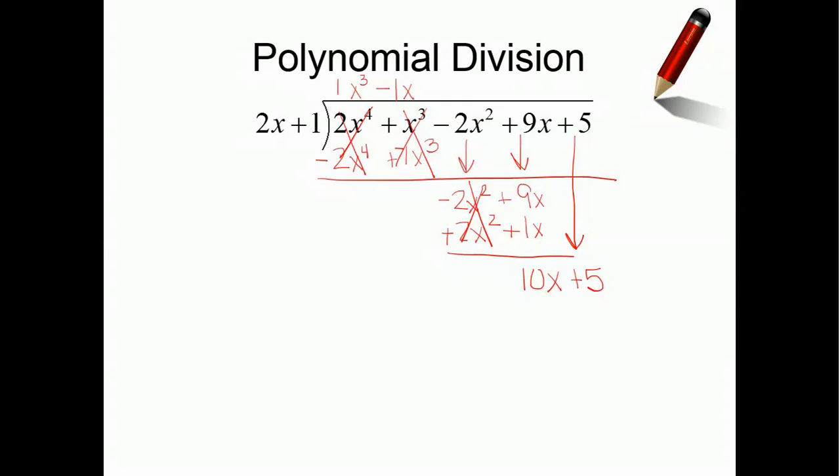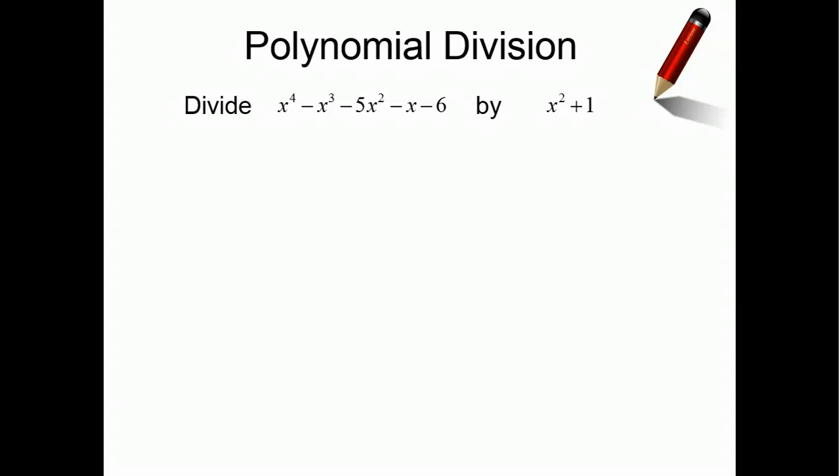2x times what will give me 10x? Times 5, right? So 5 times 2x is 10x. 5 times 1 is 5. Don't forget, change those signs, otherwise they won't cancel. So 10x minus 10x, 5 minus 5. Big whopping 0 with absolutely no remainder. Wonderful. So what we have found is, if I multiply 2x plus 1 by x cubed minus 1x plus 5, I will get the dividend right here, the number underneath the divisor sign.